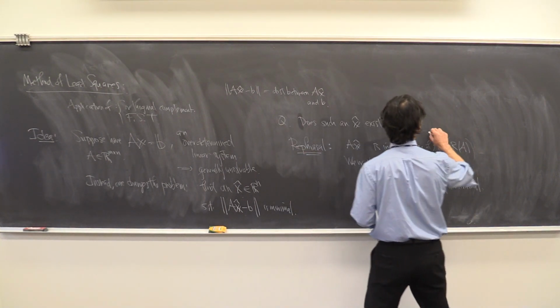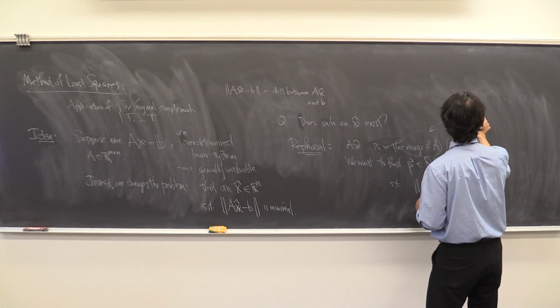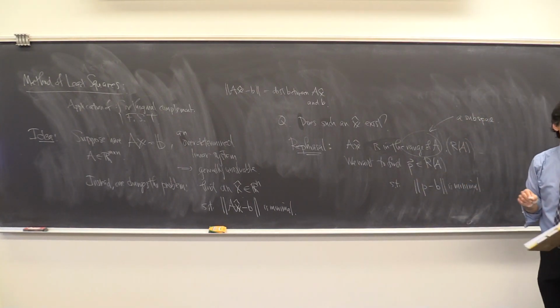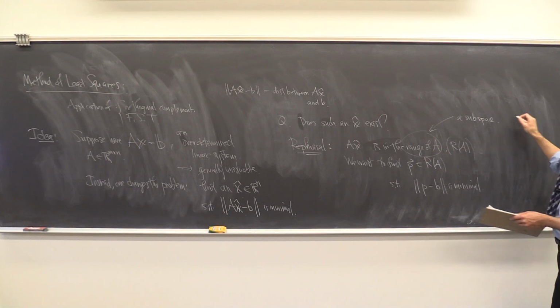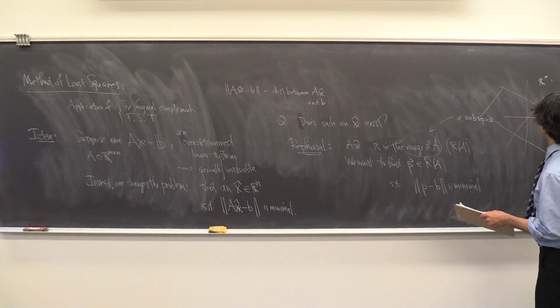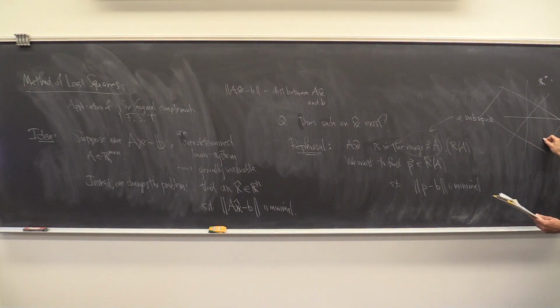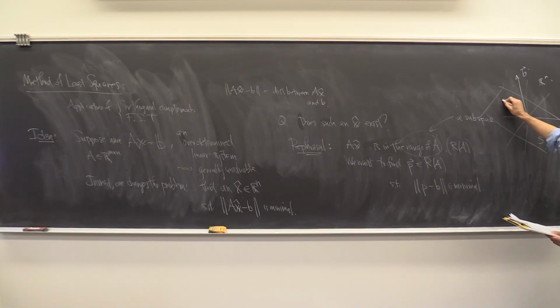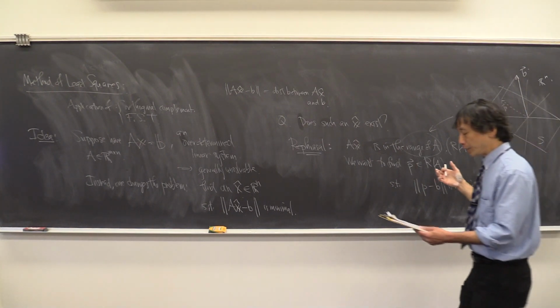And the key thing to remember here is that this range of A is a subspace. So now our question is the following. If we're in Rn and we have some subspace S, and we have some vector b, is there a vector in S that's closest to b? Can we find a p such that the distance between these two is minimal? And the answer is yes.